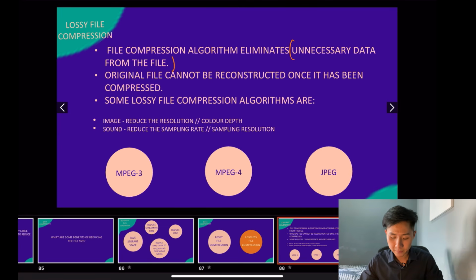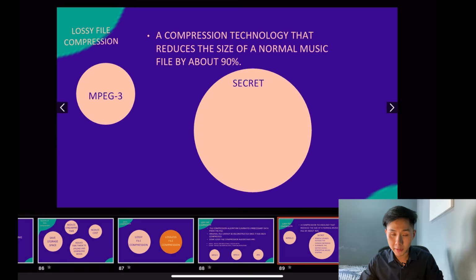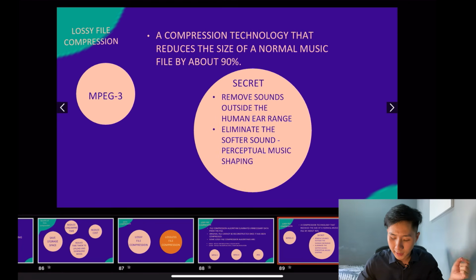Okay, so here are some of the details of MP3. It's a compression technology that reduces the size of a normal music file by 90%. And the way that it does that is it removes sounds outside the human ear range, which means when we record a sound, there are certain sounds that cannot be heard by us, but they take up some of the storage space. So this algorithm removes all the sounds that we cannot hear, and they eliminate, look at point number 2, the softer sounds that we can't hear, all right?